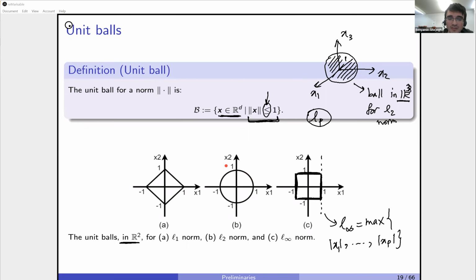For example, when you have L2 norm, this is radius 1, right? You can't go more than radius 1 because this condition will not be satisfied. You can go inside of it. So this also contains its inside. It's a ball, it's not a surface. It's not a sphere. It's not a circle. It's a ball, it contains its inside. You have also an L1 norm.